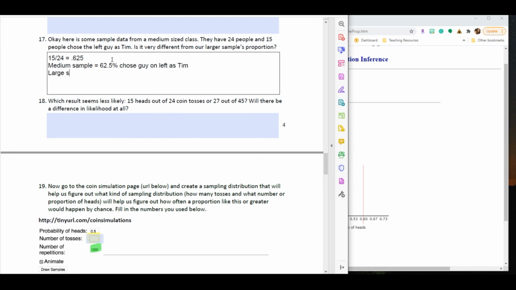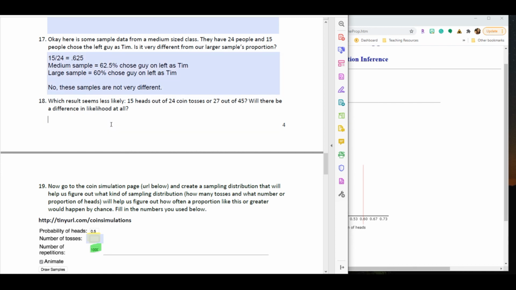And in our large sample that we started with, 60% chose the guy on the left as Tim. So are these two samples very different? 60% versus 62.5%? No, these samples are not very different, right? That's pretty close. If you consider it could go anywhere from 0% to 100%, the difference between 60 and 62.5 is not very big. So the result is pretty similar.